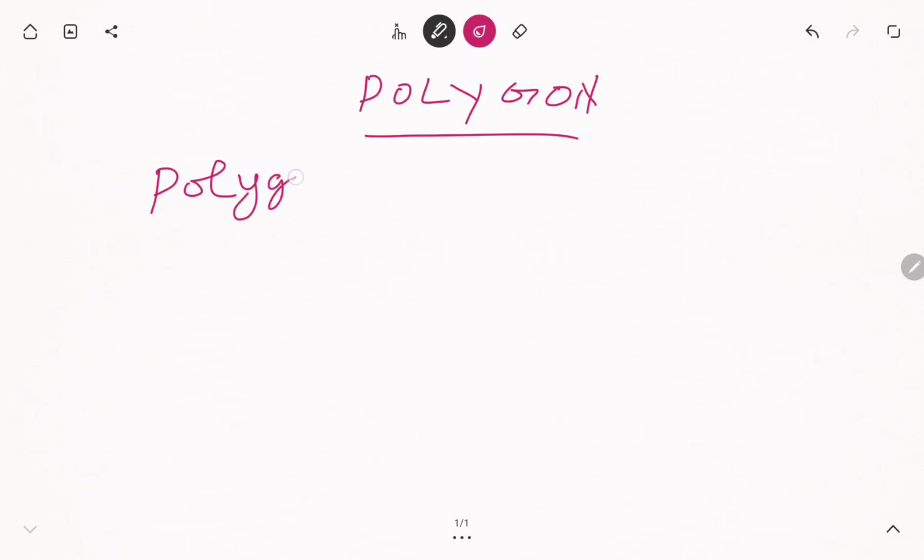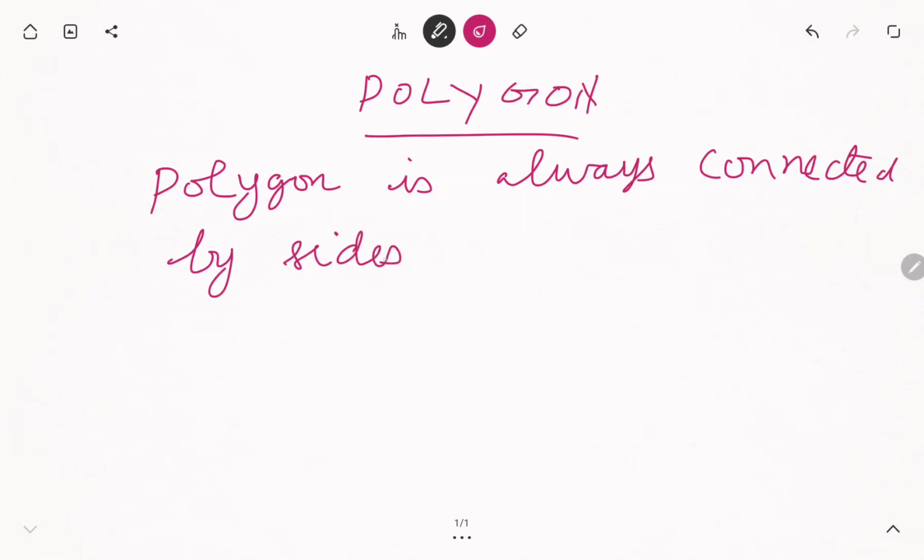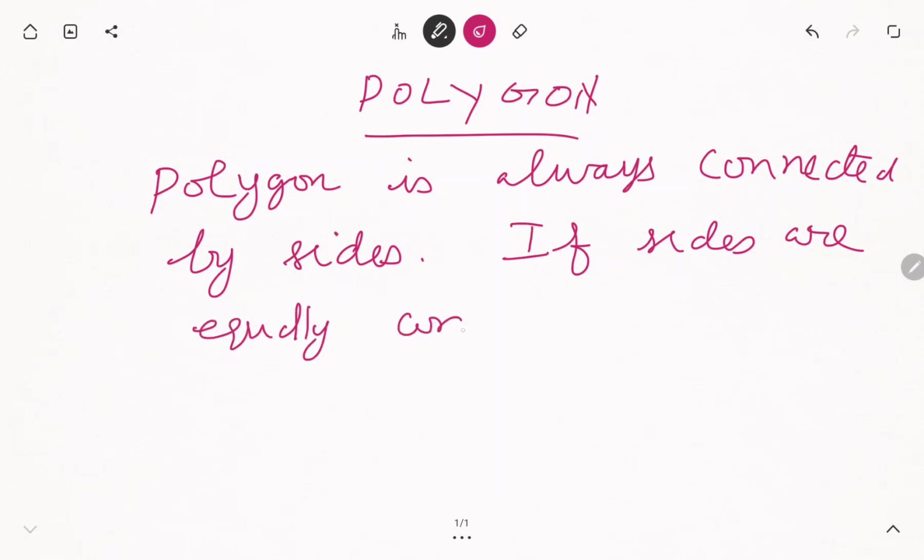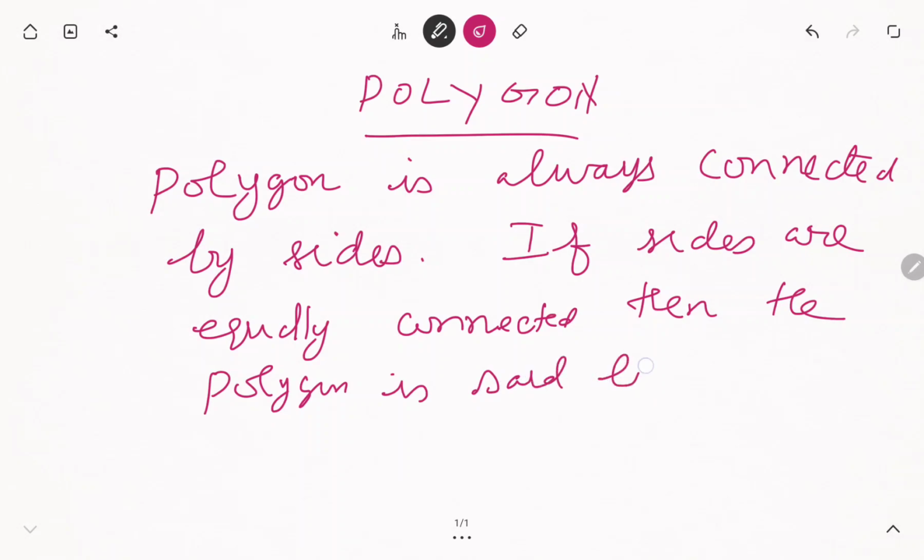A polygon is always connected by sides. If the sides are equally connected, then the polygon is said to be a regular polygon. If polygons are connected by unequal sides, then we call it an irregular polygon.